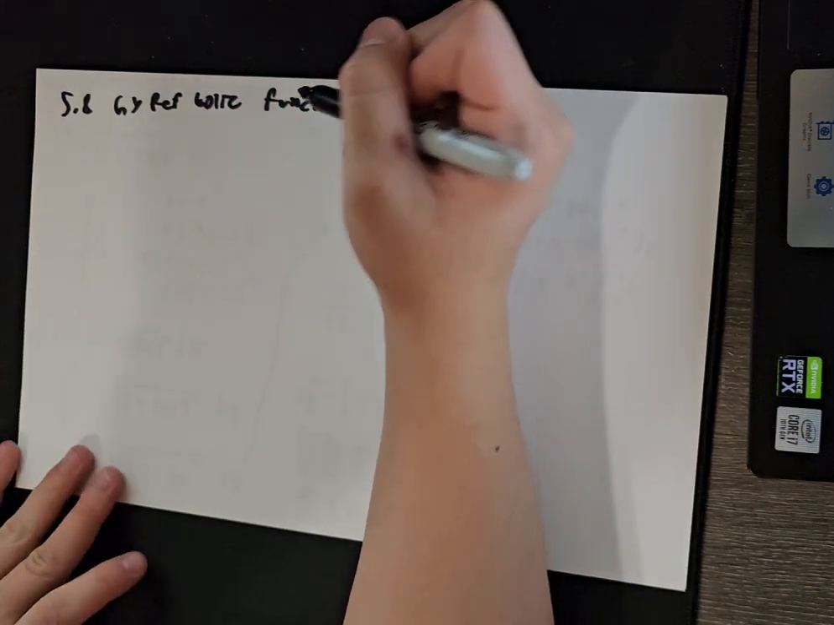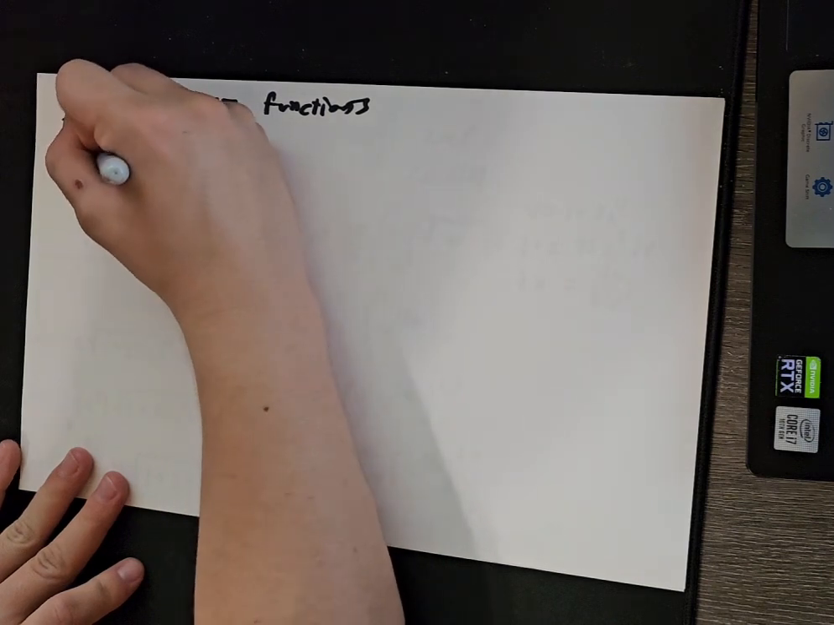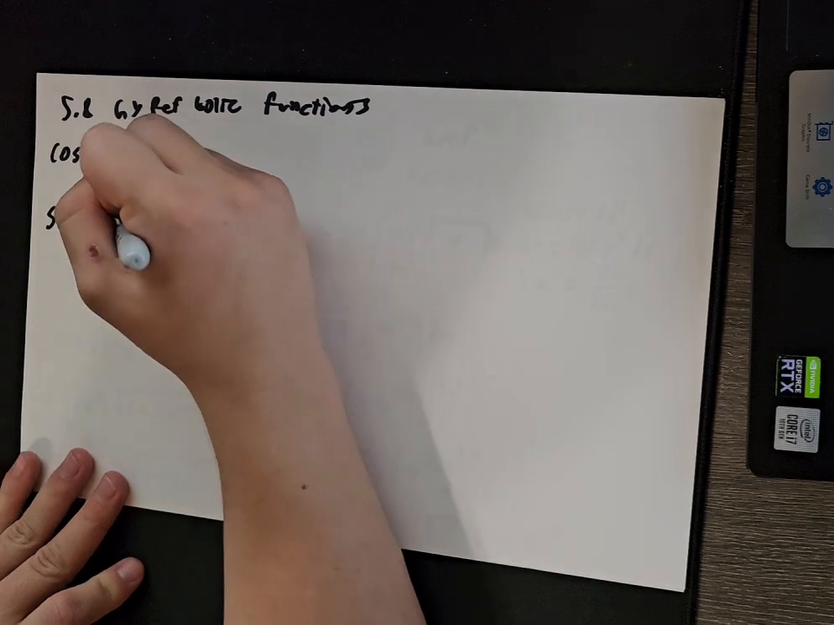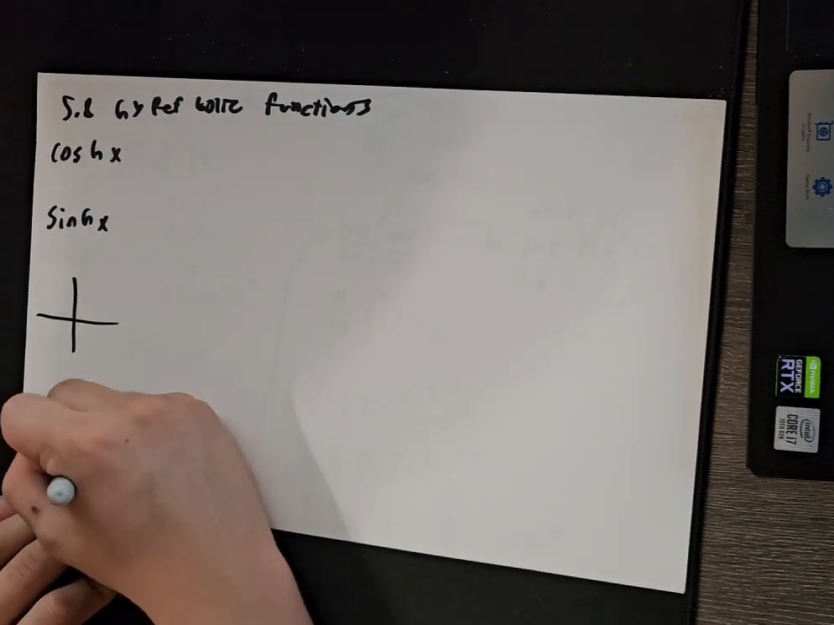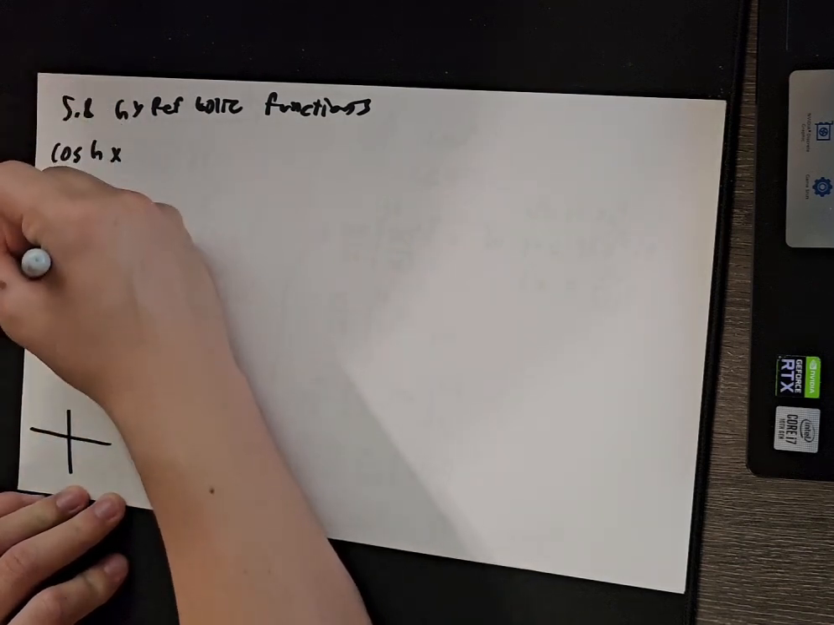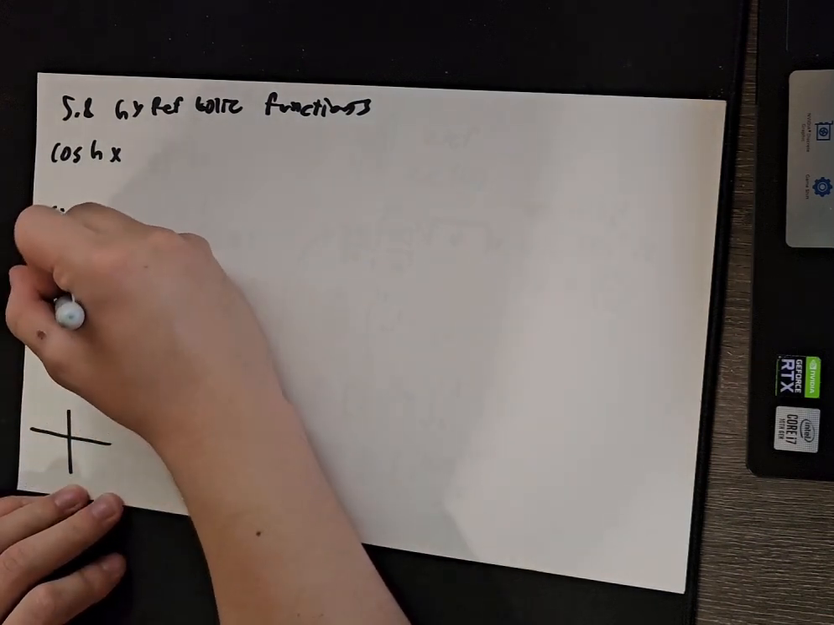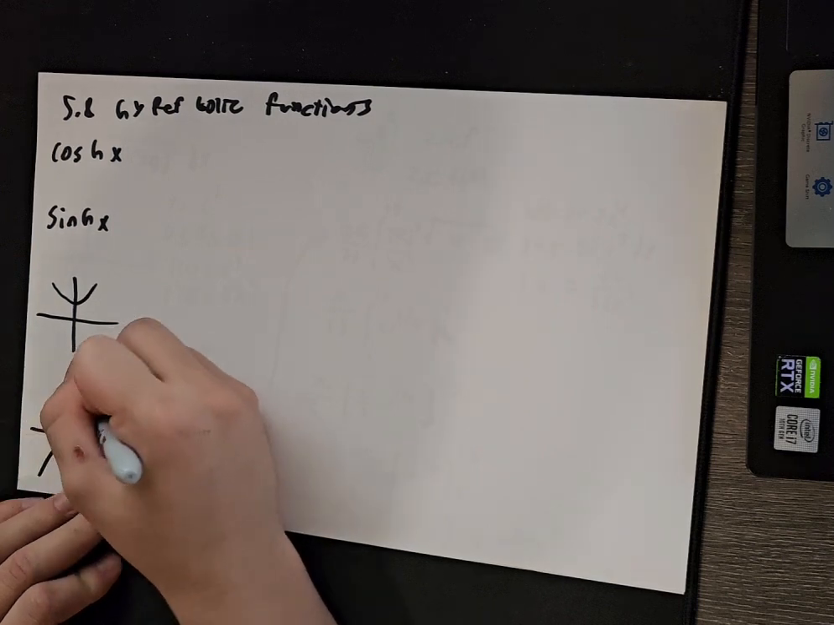Now, the two main hyperbolic functions are cosine h of x and sine h of x. When you graph these functions, for cosine we're going to put it right here, and let's say sine is right there. Cosine h will look something like this, and sine h will look something like this.